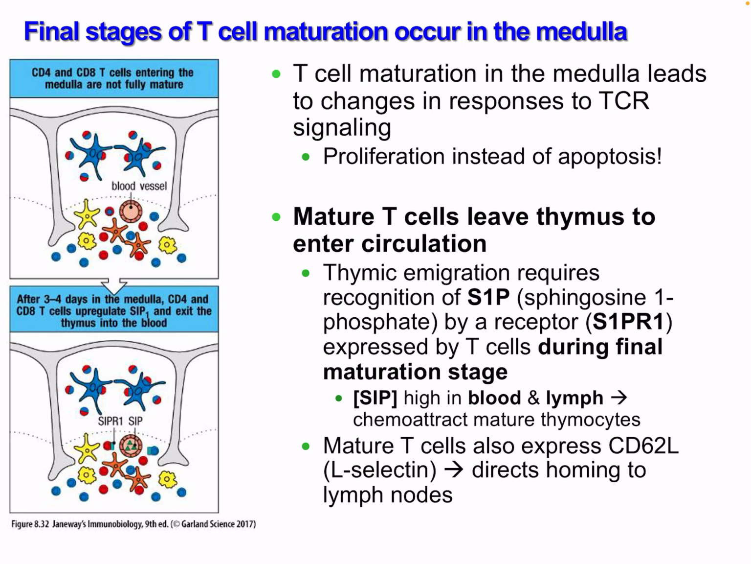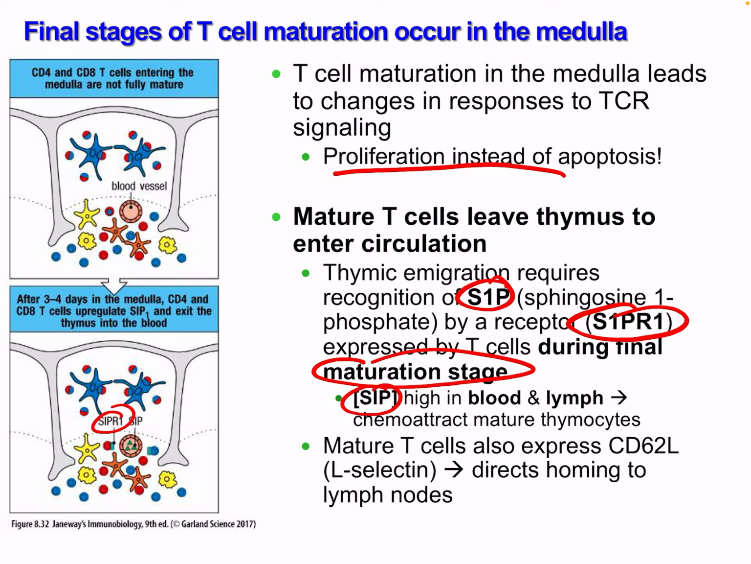So the final stages: T cell maturation in the medulla leads to changes in responses to T cell receptor signaling. There will be proliferation instead of apoptosis. Mature T cells leave the thymus to enter circulation. Thymic emigration requires the recognition of S1P, which is sphingosine-1-phosphate, by a receptor, S1PR1. This S1PR1, you can see here, is expressed on T cells during the final maturation stage.